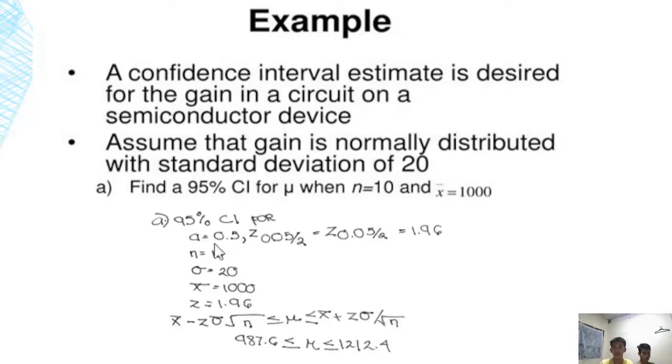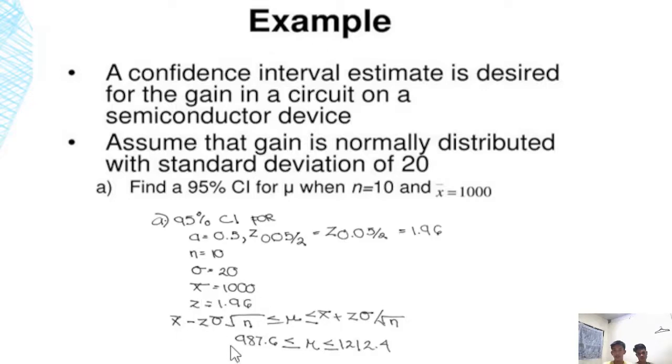For a 95% confidence level, alpha is equal to 0.05, and z sub 0.05 over 2 is equal to 1.96. Now, given yung mga values na n is equal to 10, sigma is equal to 20, x bar is equal to 1000, and z is equal to 1.96, meron tayong formula na gagamitin. Input lang natin lahat ng values dito sa formula.